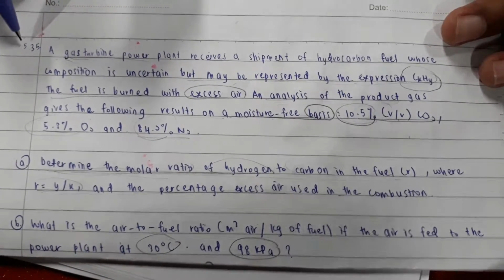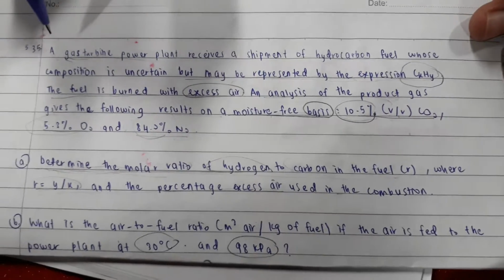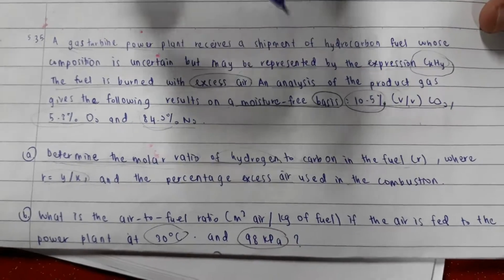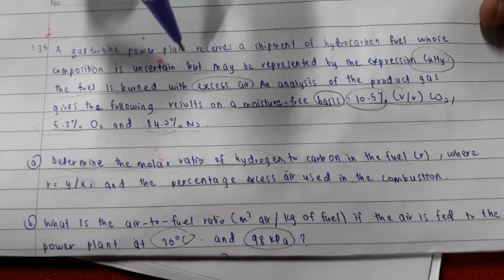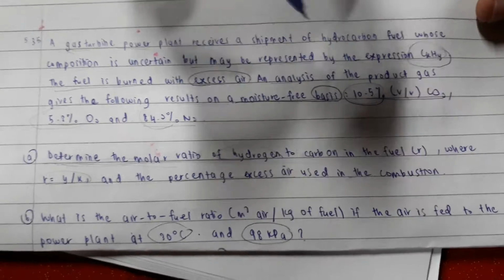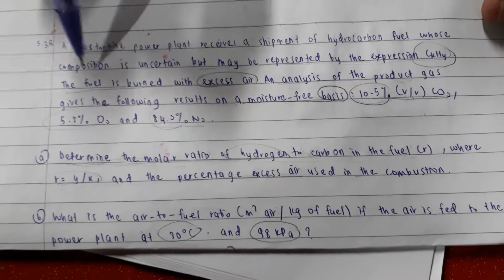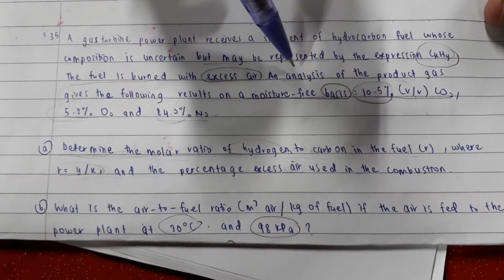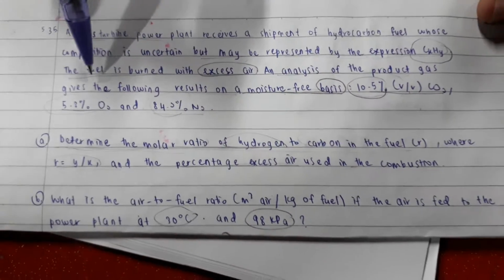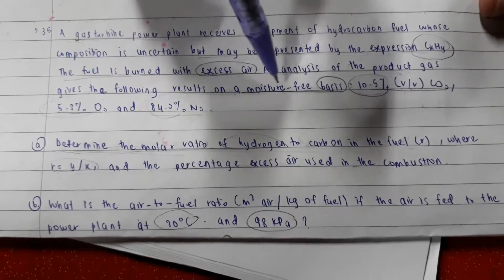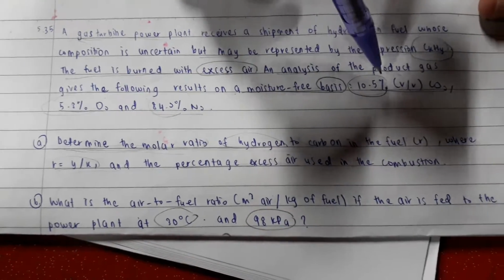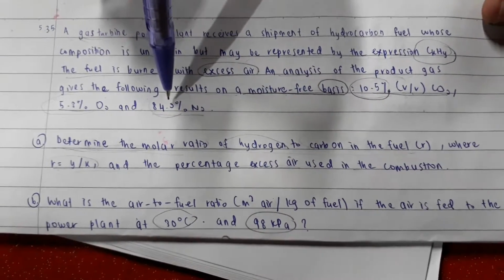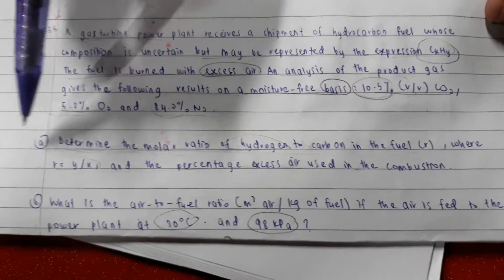Question 5.35. A gas turbine power plant receives a shipment of hydrocarbon fuel whose composition is uncertain but may be represented by the expression CxHy. The fuel is burned with excess air, and analysis of the product gas gives the following result on a moisture-free basis: 10.5% CO2, 5.3% O2, and 84.2% N2.